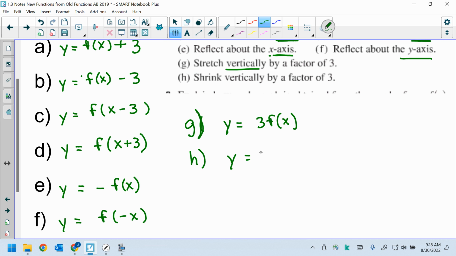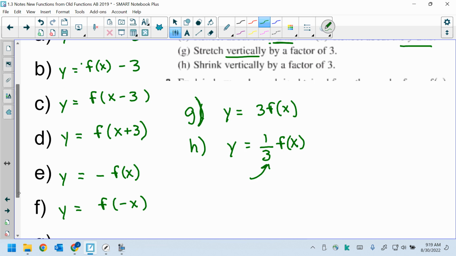H is also vertically. But if I want to shrink it, make it smaller by a factor of 3, I think I would call it 1/3. That's going to make it smaller. That's exactly what I would think would happen whenever I'm trying to affect things vertically. All right.